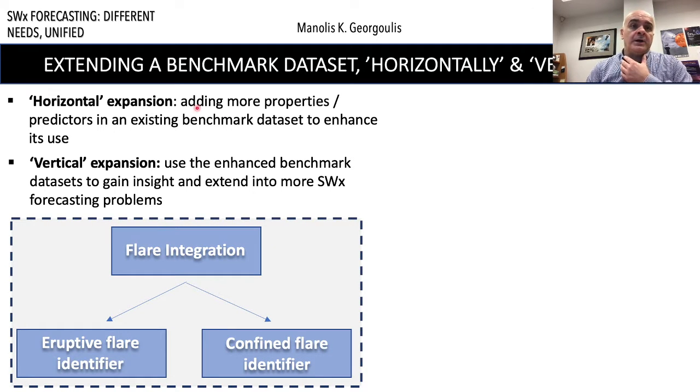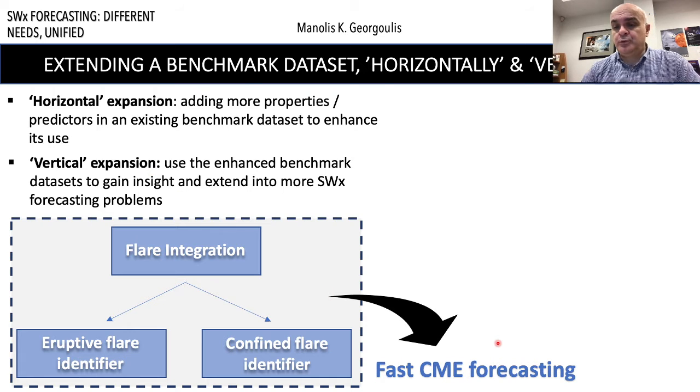For example, we have the flare integration problem here and the flare forecasting. What we can do is that we can split it into an eruptive flare identifier and a confined flare identifier, in which case we can apply a vertical expansion to our benchmark data set to do what? To do CME forecasting.